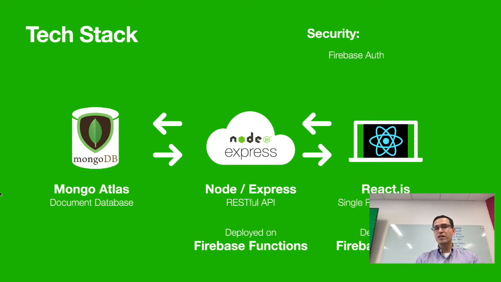So going back to the presentation, the tech stack uses MongoDB for the database. It's using Node and Express for the API on the backend. On the front end, it is using React and Bootstrap for the styling. On the authentication, it's using Firebase Auth. And both the backend and the frontend are deployed using Firebase.